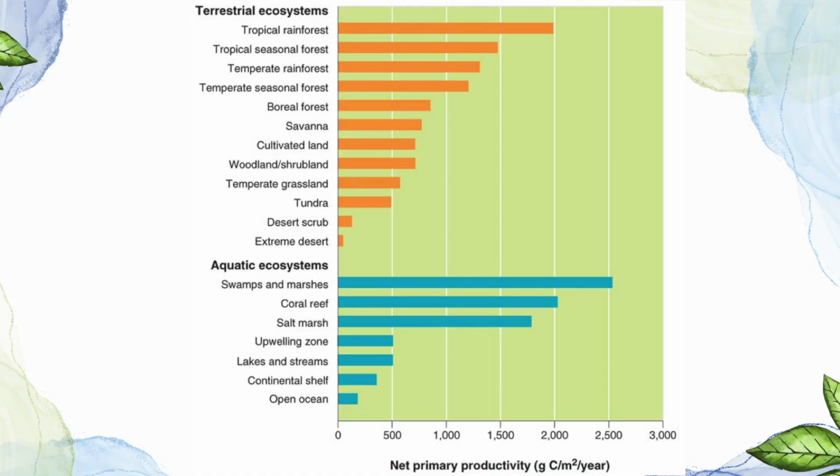In the ocean, the most productive areas are along the coastlines in places like coral reefs and salt marshes because these areas are rich in nutrients. The open ocean away from the coastlines is much less productive and is often referred to as a biological desert due to a lack of nutrients.